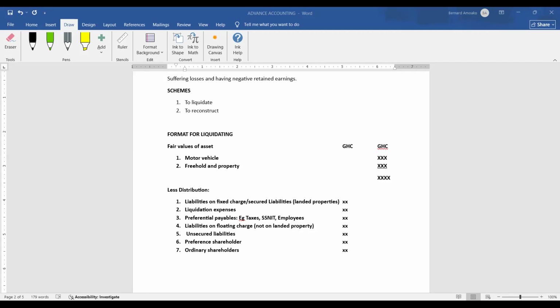Now, the next item to treat would be preferential payables. These are taxes you owe, salaries you owe your employees. These people, you need to pay them off. They are what we call the preferential payables. So you need to open your eyes widely and see if there are some taxes the firm has to pay, some salaries the firm has to pay, some employees the firm would have to pay. We call them preferential payables. Any question?